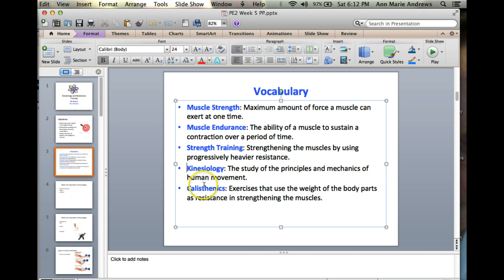And then finally, calisthenics. They're exercises that use the weight of the body parts as resistance and strengthening the muscles. So examples of these are things like push-ups, pull-ups, squat jumps, anything where you're not using weights, you're just using gravity as the force, the weight of your body.